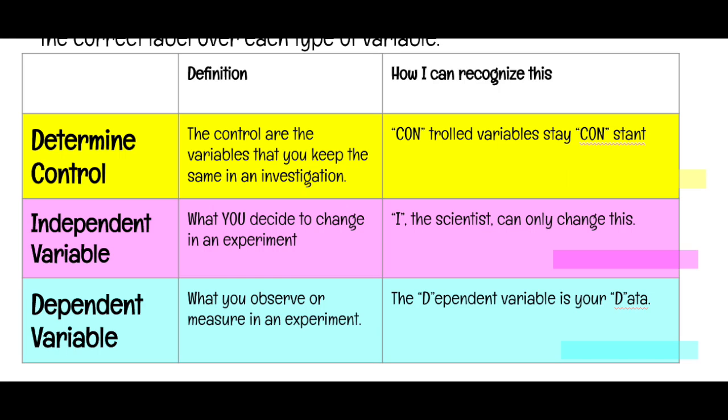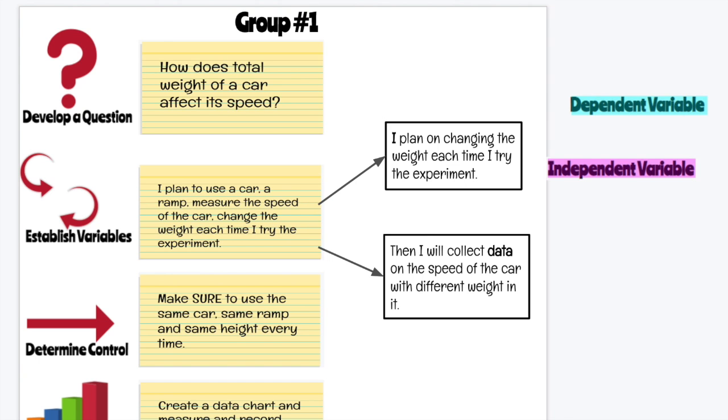Now we're going to break this down a little bit more as we look at a few examples. So here we're taking a look at a scientific investigation involving how the total weight of a car affects its speed. And that's a question for our investigation. And then the next thing we do in an investigation is we establish the variables. And I like to think of the variables as being a plan. So in this case, we originally wrote, I plan to use a car, a ramp, measure the speed of the car, and change the weight each time I try the experiment.